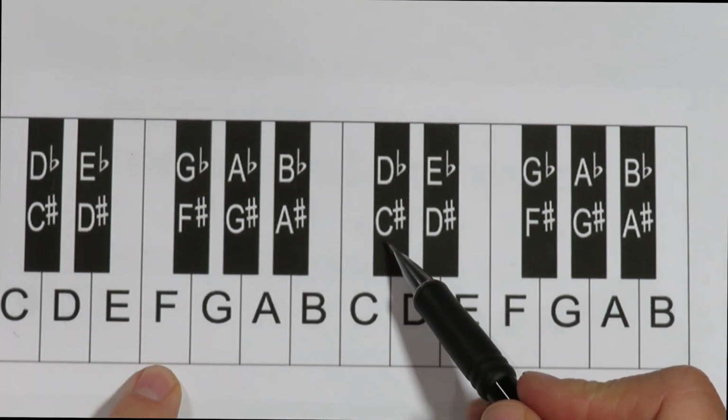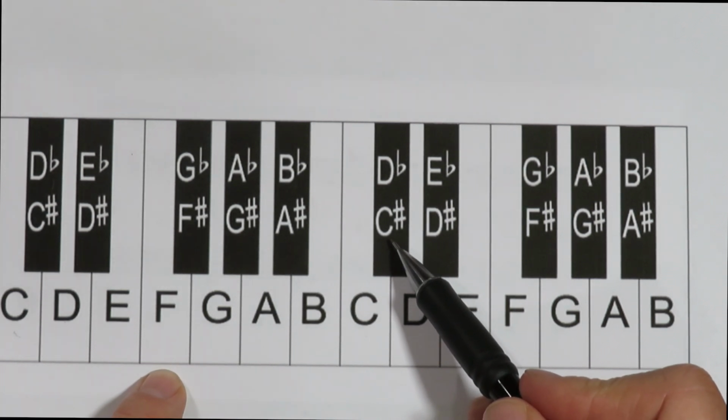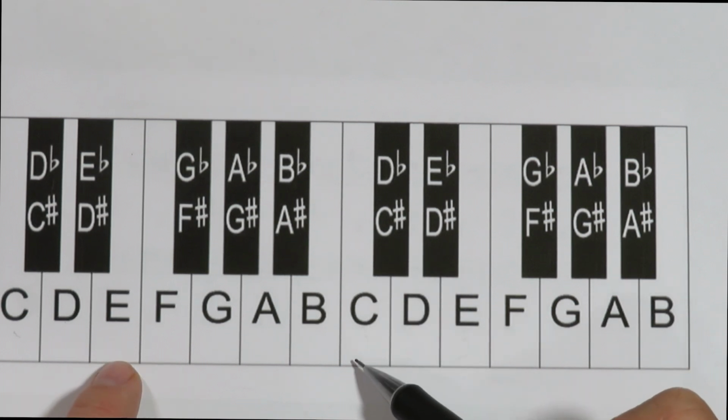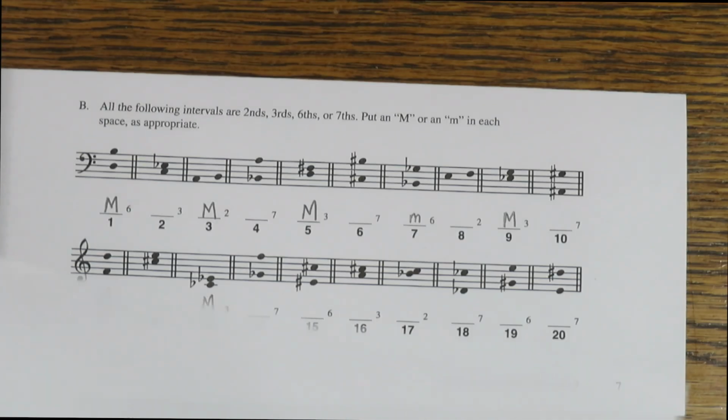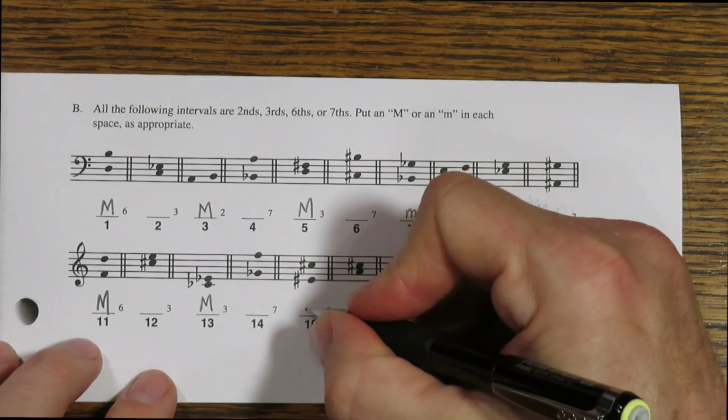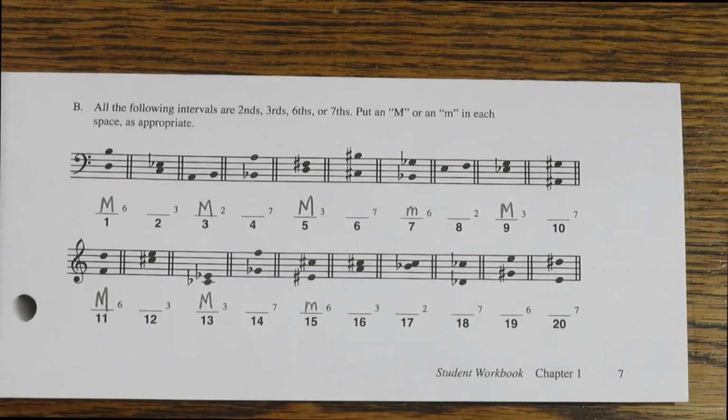So if we raise up the E to an E sharp, it would become a minor sixth. All right. Just like E to C is a minor sixth, E sharp to C sharp is also a minor sixth. Put a little m there. Okay.